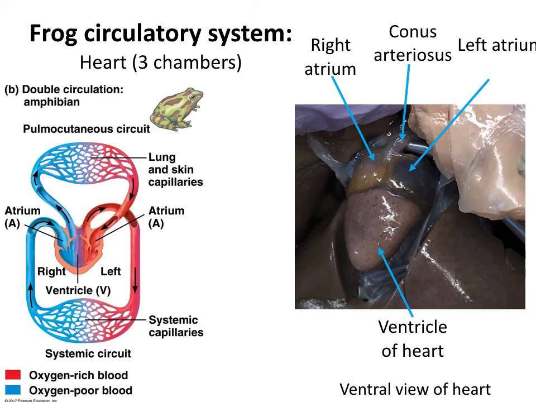All right, the last system we need to talk about is the circulatory system. So frogs, just like all vertebrates, have a closed circulatory system. Their blood should always, always, always be in their heart or blood vessels. Okay, unlike us though, we have a 4-chambered heart. We have 2 atria and 2 ventricles. Okay, one of each on the left and right side of our heart. Frogs only have 3 chambers. They still have a right and left atrium, but they only have 1 ventricle.